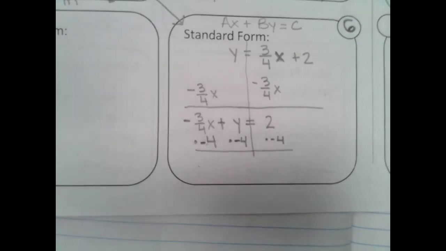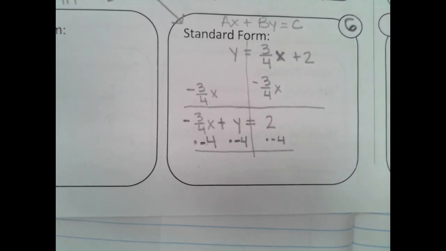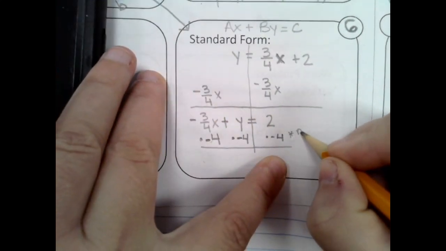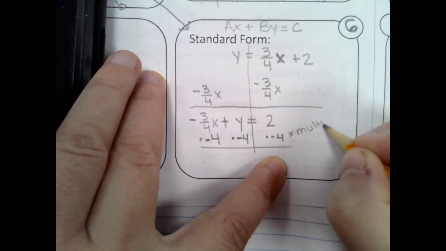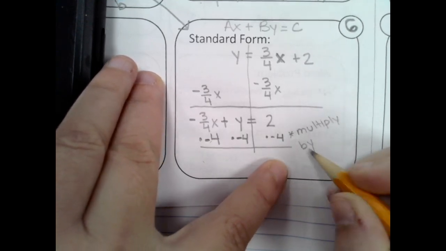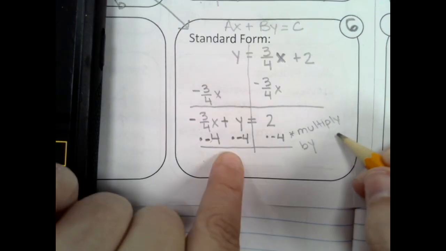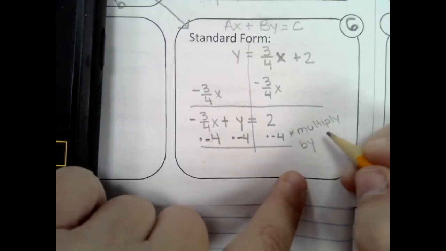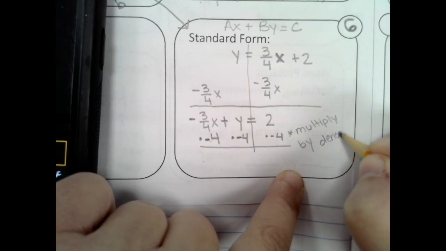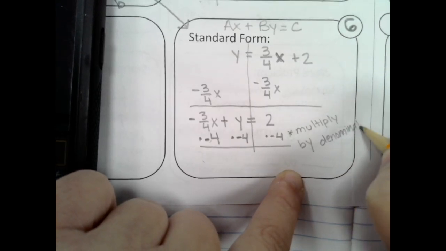This is the part that's a little goofy. So if you need to make yourself a little note of what to do, we multiply by the denominator. If you don't know that word denominator, you might say multiply by the bottom. I'm going to write multiply by denominator. But I ran out of space, so perfect.